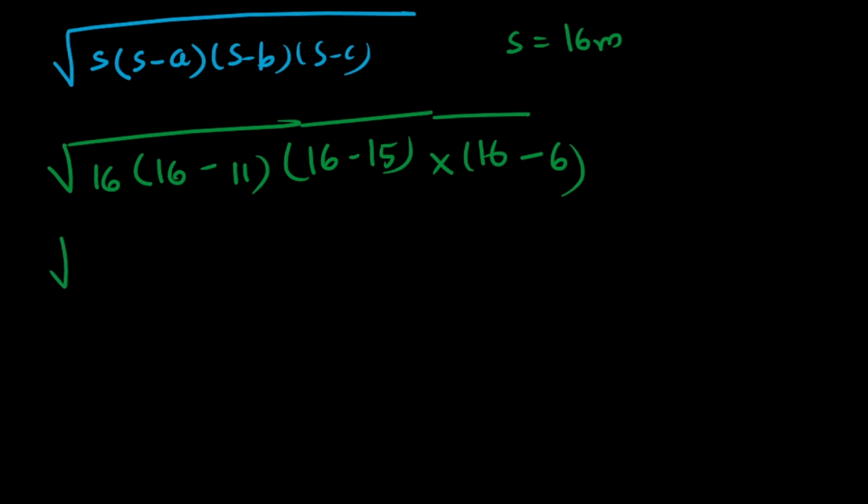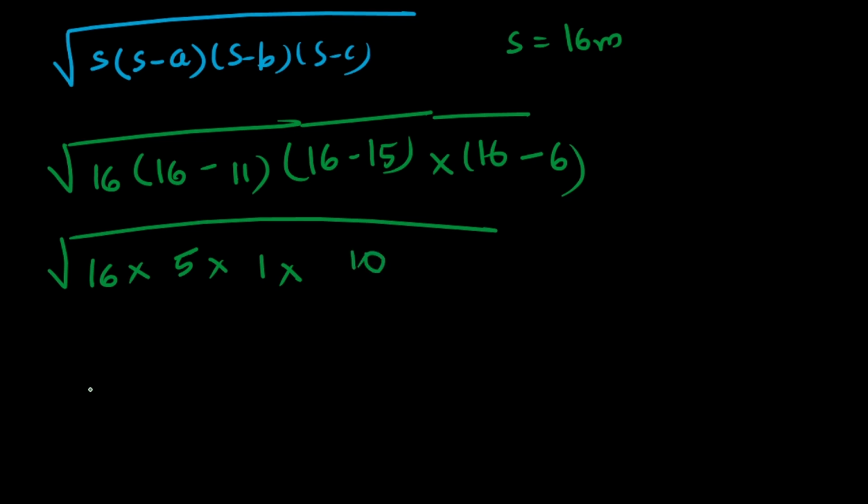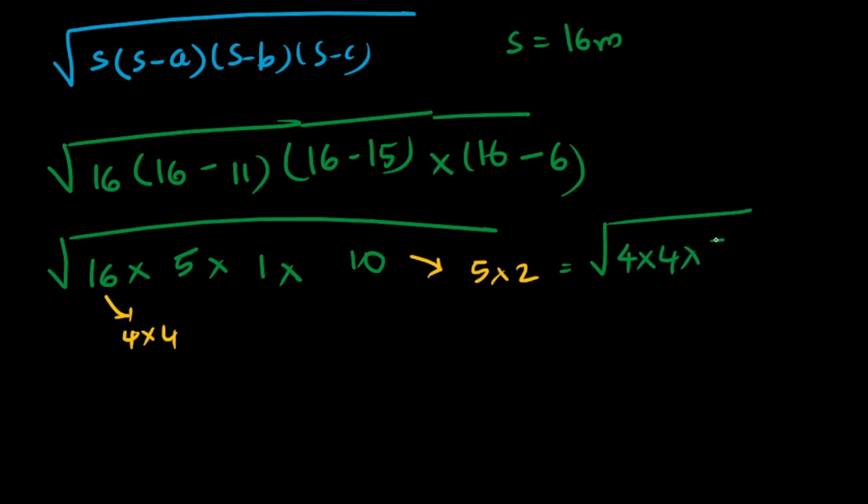On solving, you will have 16 into 16 minus 11 is 5, then 16 minus 15 is 1, then 16 minus 6 is 10. Now what's next? We have to simplify this. You know that 16 is 4 into 4, and 10 you can write as 5 into 2. So we'll have 4 into 4 into 5 into 5 into 2.